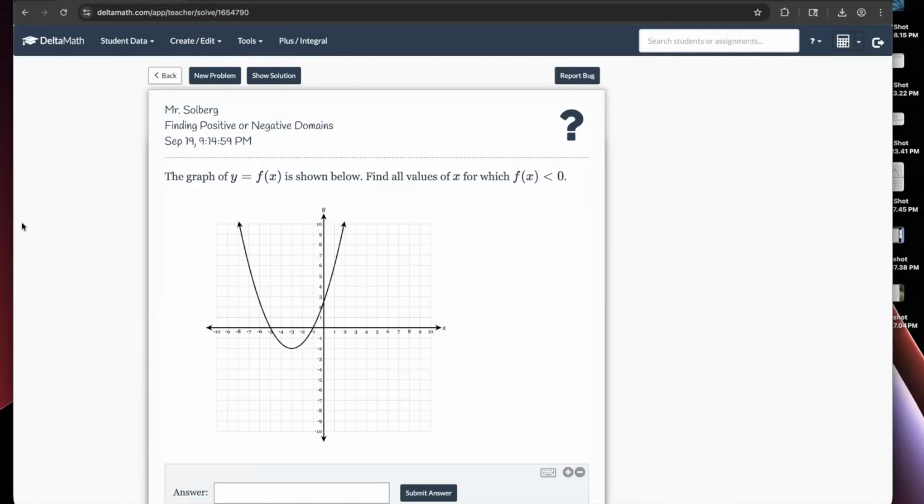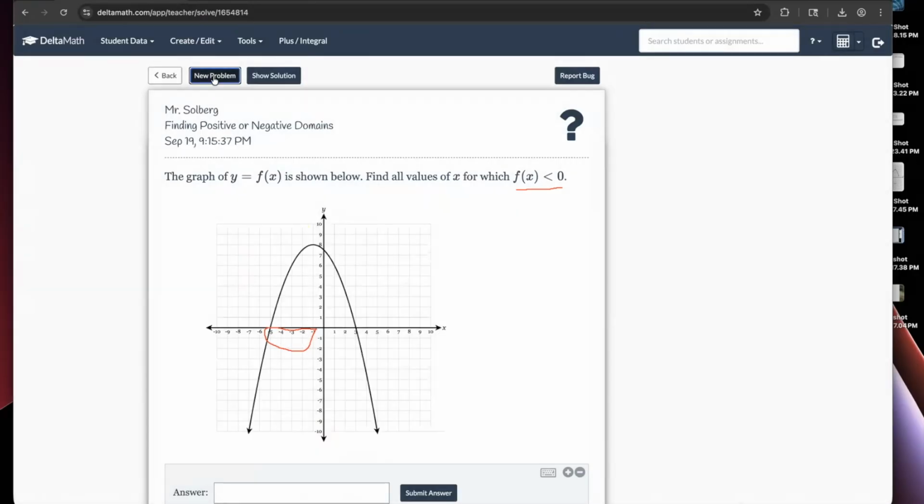Okay, so for something like this one I think is straightforward. So it wants, remember, when it's less than 0, that means negative. So negative means below the axis. So you want any piece that's below the axis. So left and right boundaries, -5 to -1. So this piece that's below. I think that's pretty straightforward.